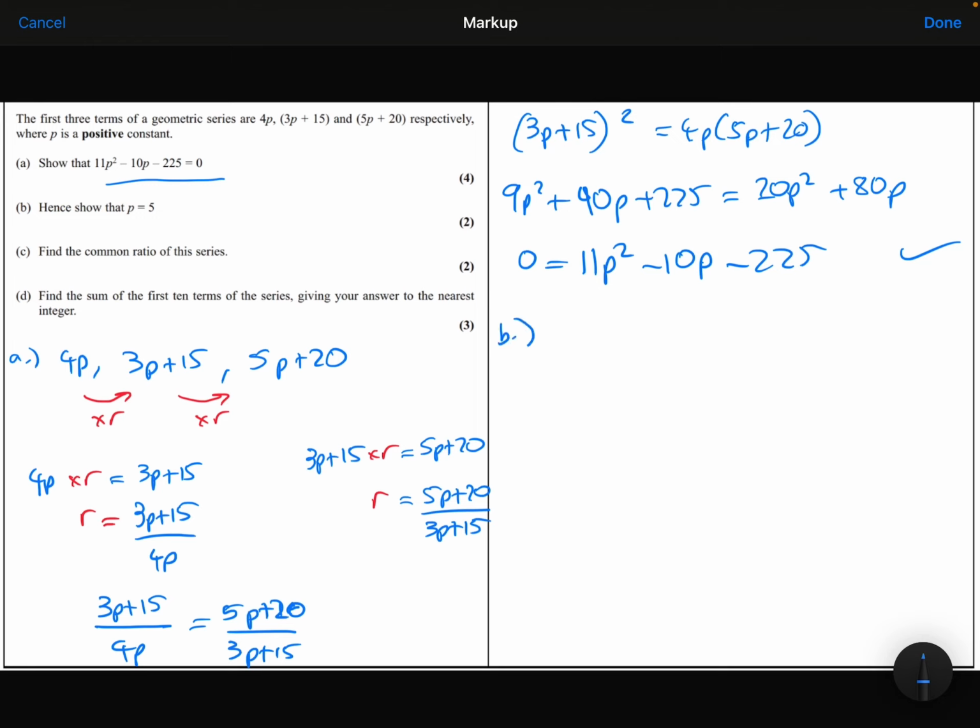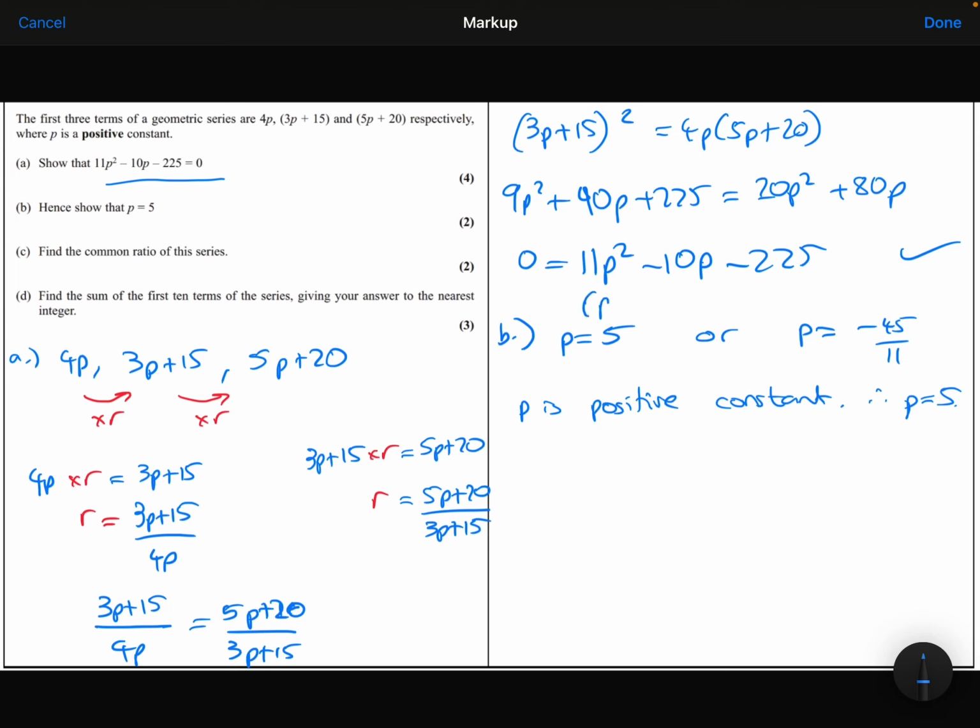Part B. Hence show that p equals 5. Well, if I solve that equation, I find that either p equals 5 or p equals minus 45 over 11. P is a positive constant, therefore p equals 5.